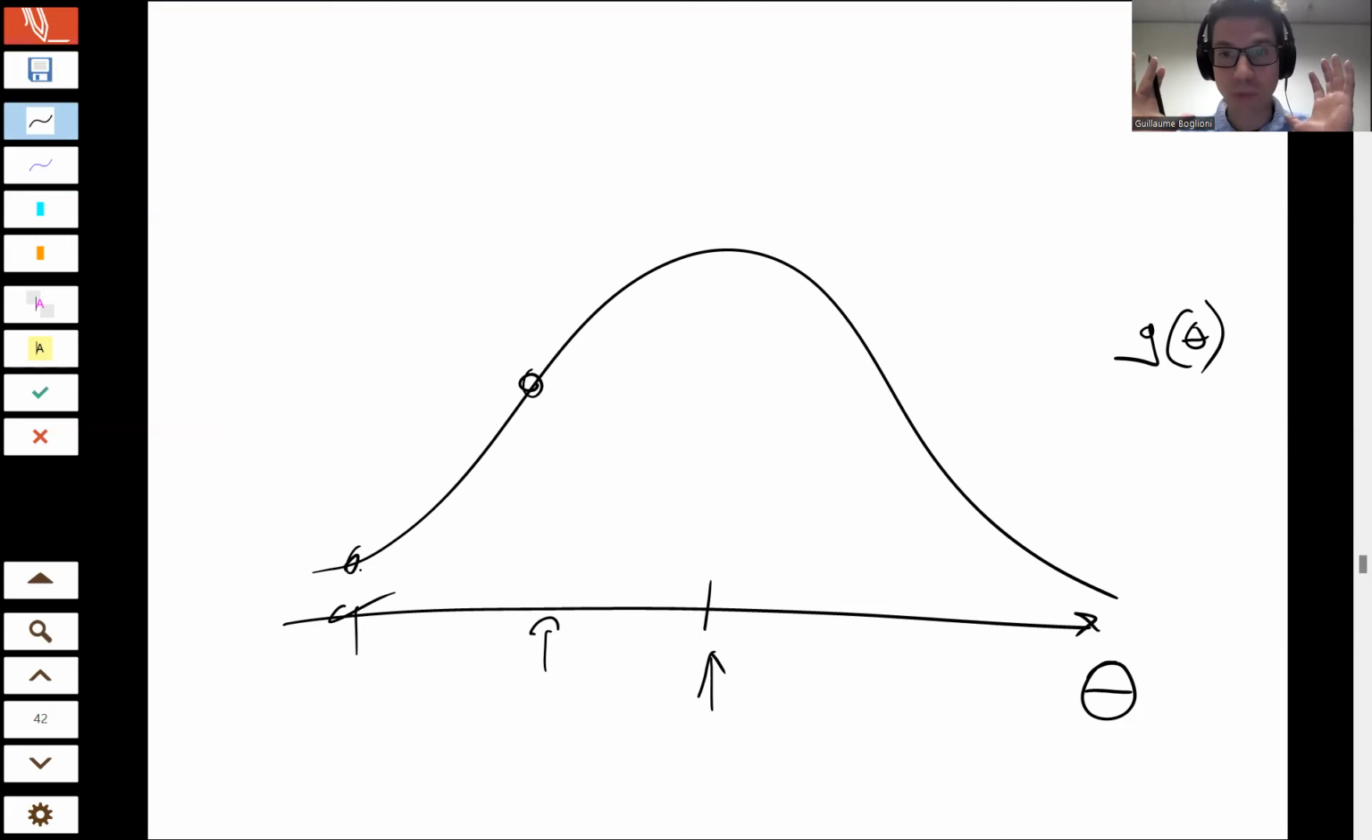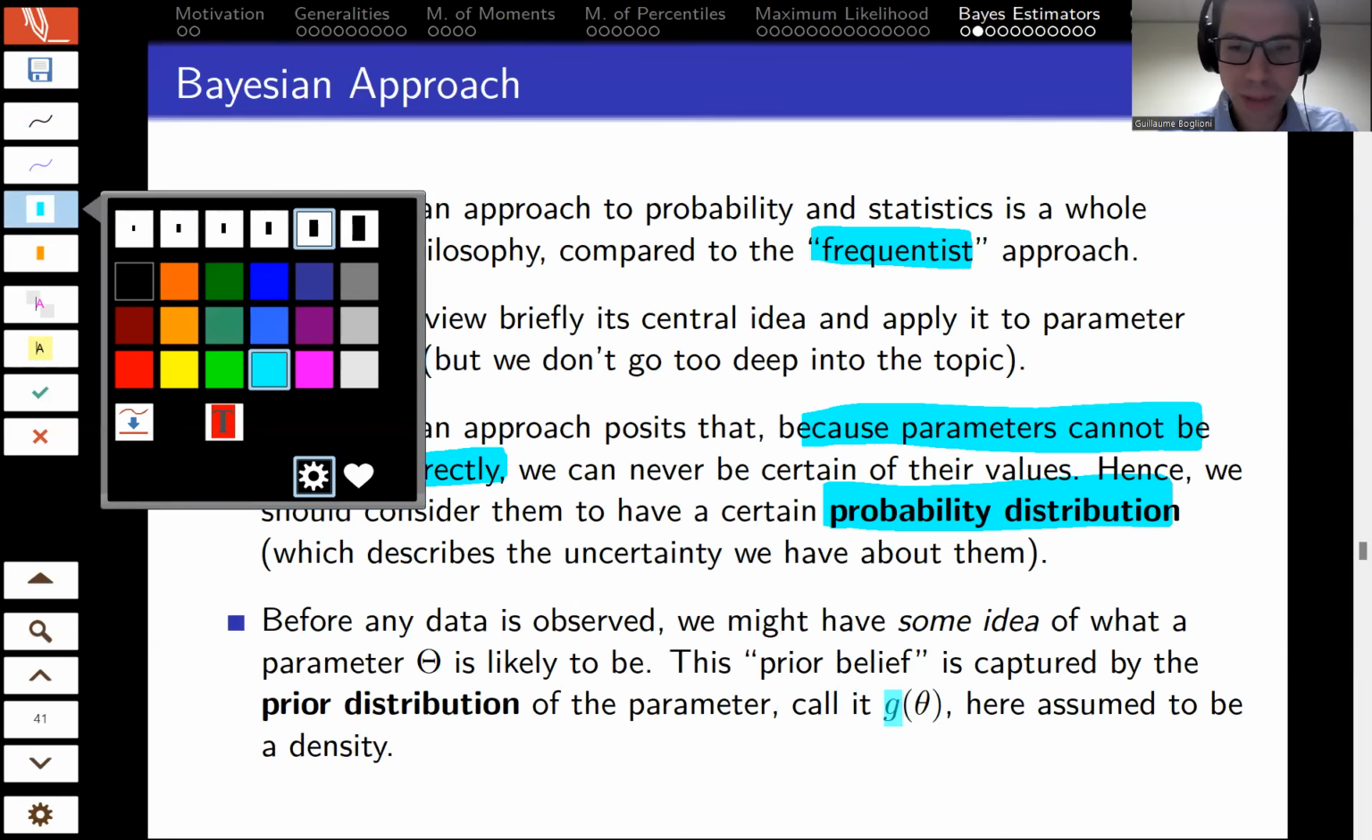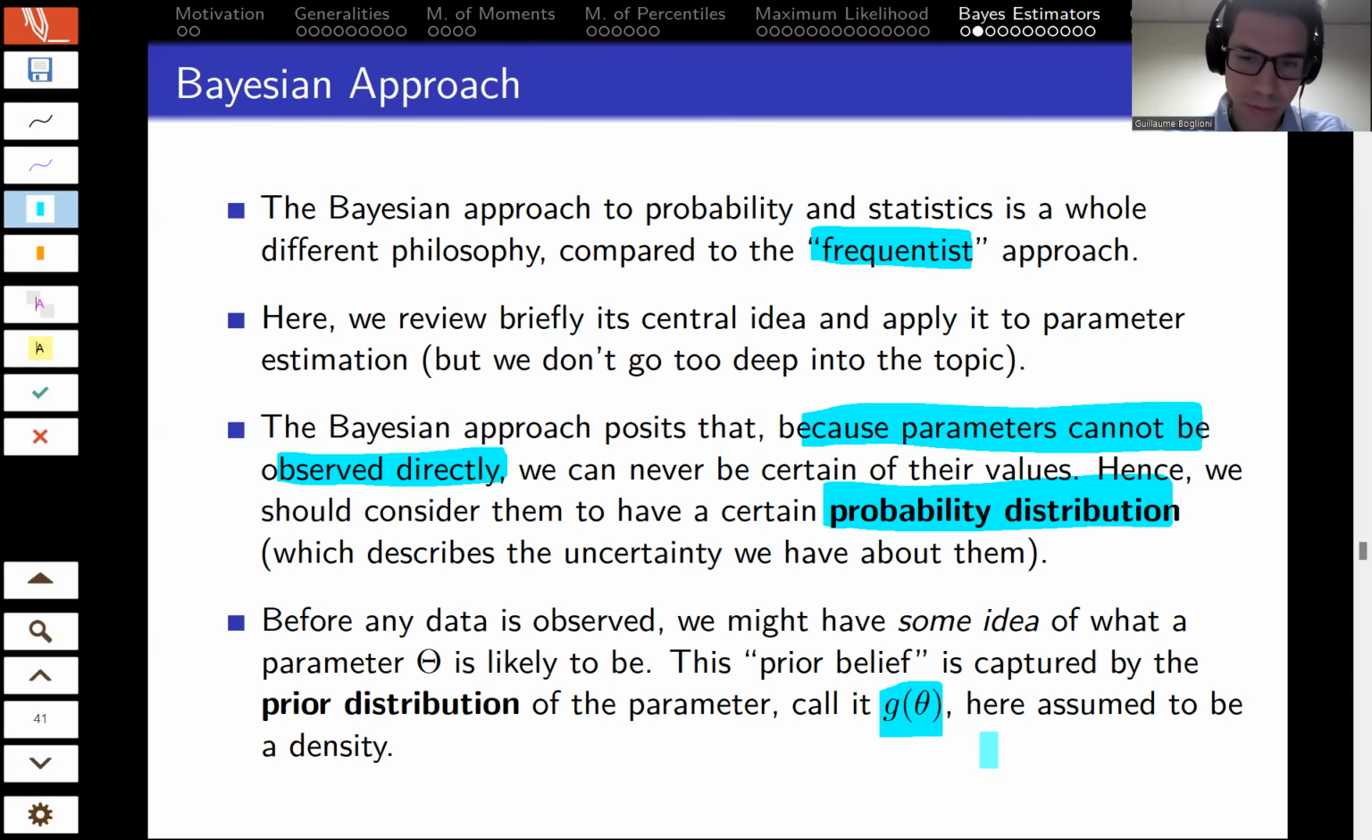But so we model the uncertainty we have about the parameter theta with the probability distribution. Okay, and as I said, this is what we're going to call G theta, the prior belief we have about this parameter. And again, here for notation, we call big Theta just to highlight that we visualize it or conceptualize it as a random variable, then with this density G theta.